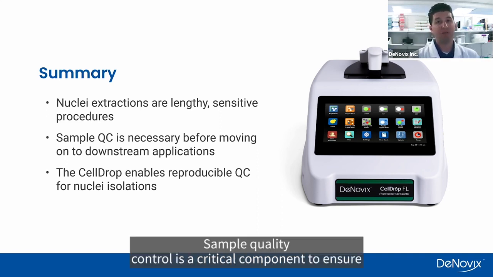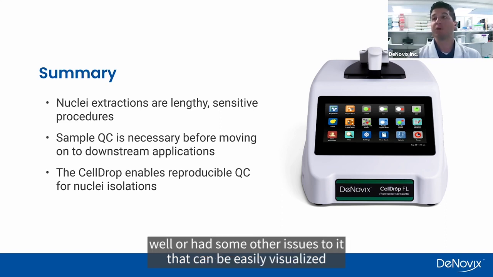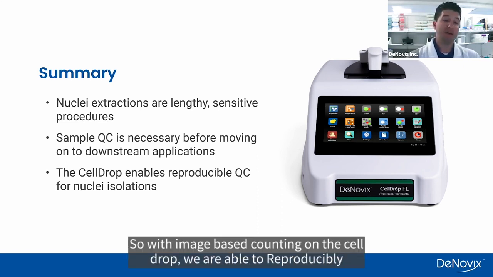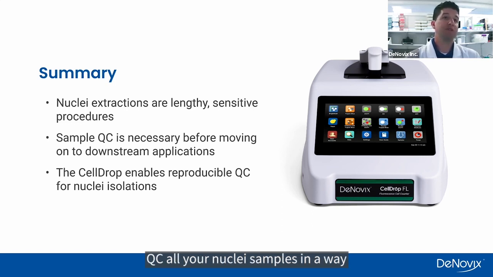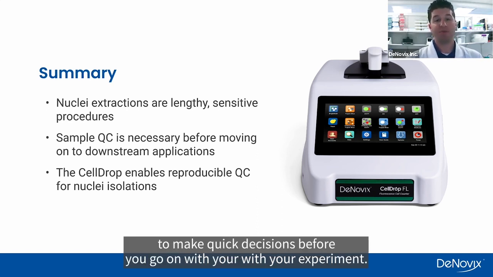Sample QC, sample quality control, is a critical component to ensure that you're not wasting money on a sample that wasn't extracted well or had some other issues to it that can be easily visualized by simply counting. So with image-based counting on the Celldrop, we are able to reproducibly QC all your nuclei samples in a way that is easy to interpret and powerful, that allows you to make quick decisions before you go on with your experiment.